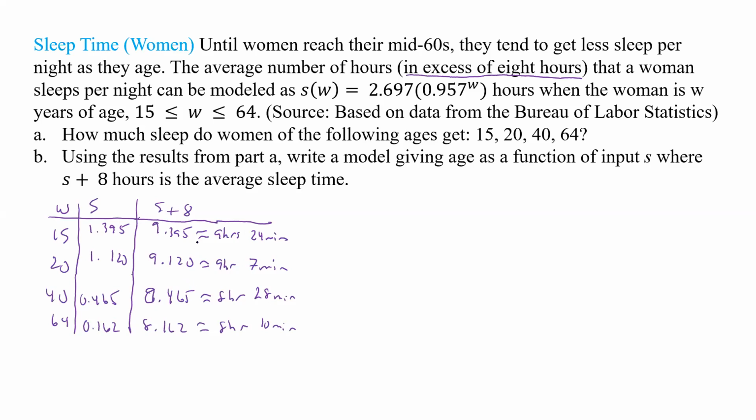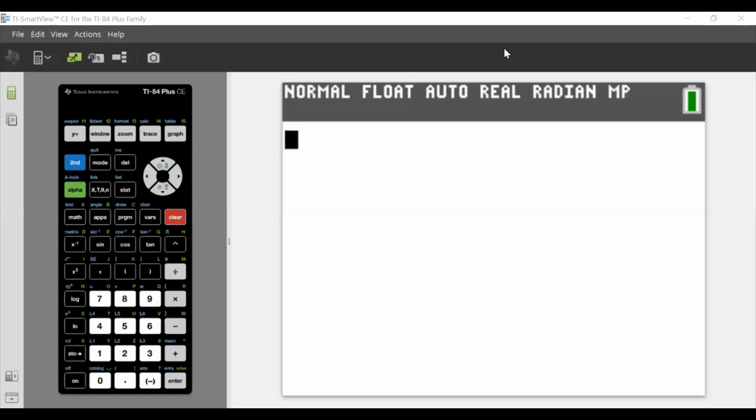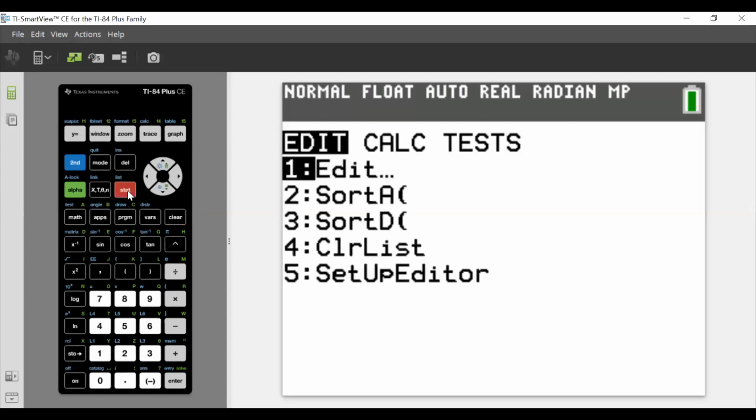All right, so now what we need to do is a model with the input S, where that is S plus 8 hours. And so what we're going to get out is the W. So we're going to have W of S equal something. So now let's go back over to the other place. And so we've got our data in already. So now we just have to do the log with the current data.